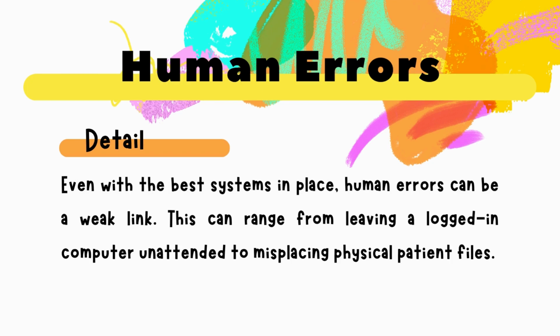Next, human errors. Even with the best systems in place, human errors can be a weak link. This can range from leaving a logged in computer unattended to misplacing physical patient files. Consider a doctor who writes down notes about a patient's condition and leaves them in a public place by mistake. An unauthorized individual could find these notes and gain access to the confidential information.